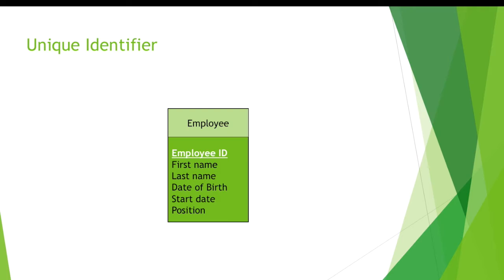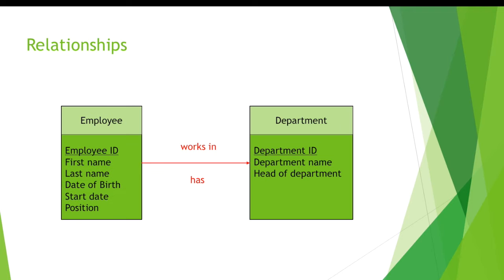In an ERD, a unique identifier is an attribute that is underlined, in our case, an employee ID. Now, to connect information with each other and be able to navigate around in a database, entities participate in relationships. A simple example is the one we've got here with employee and department, where we can say an employee works in department and department has employees. So clearly there's some sort of relationship between those two.